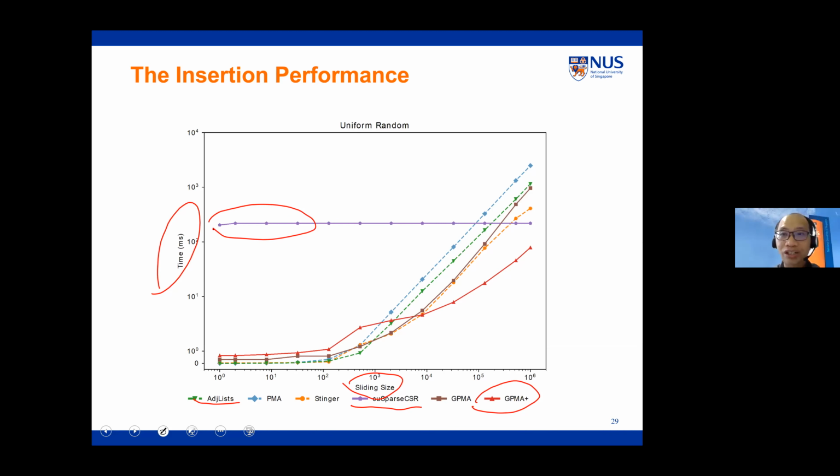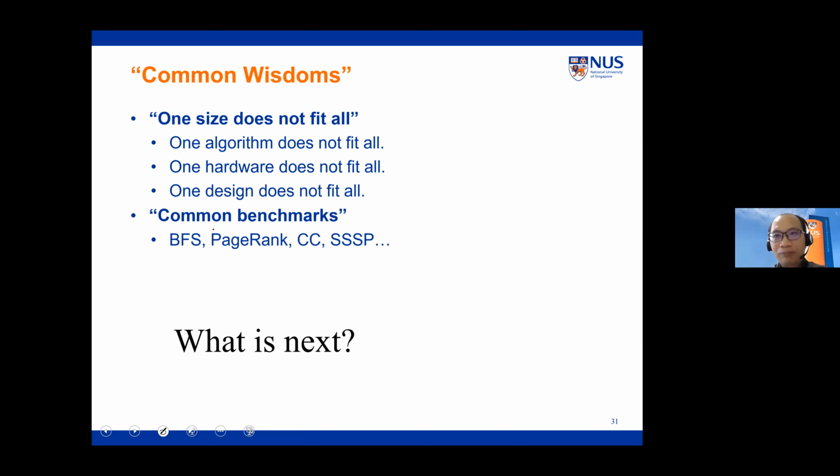Something not shown here is that our query performance is very similar to cuSPARSE CSR, and much better than the adjacency list. So that achieves the goal: we have very good insertion performance, and meanwhile reasonably good query performance. Overall, to give you some flavor, the lesson from the past decade is that one size does not fit all; again and again we have this remark.